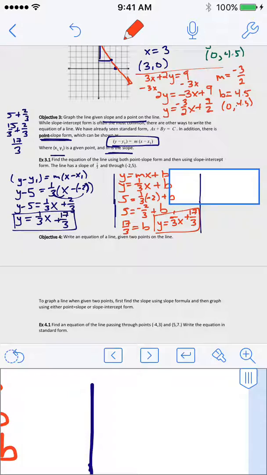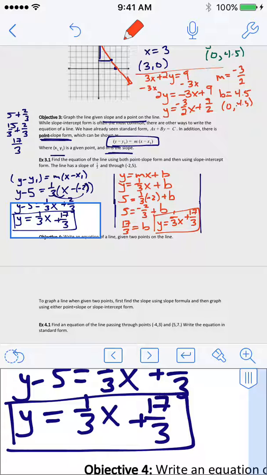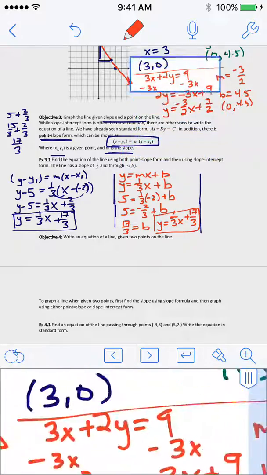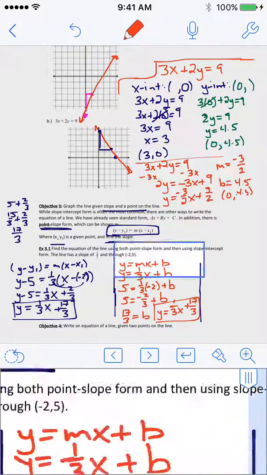Okay. The last thing we want to do is taking a look at this. This is not a very pretty equation, right? It's a lot of thirds. So instead of leaving this in slope-intercept form, let's change it back to standard form. Remember, standard form looks like this with x and y on one side. And so let's do that.